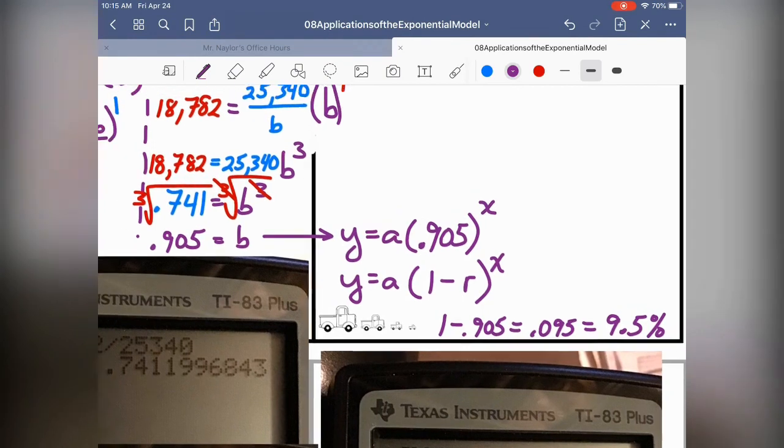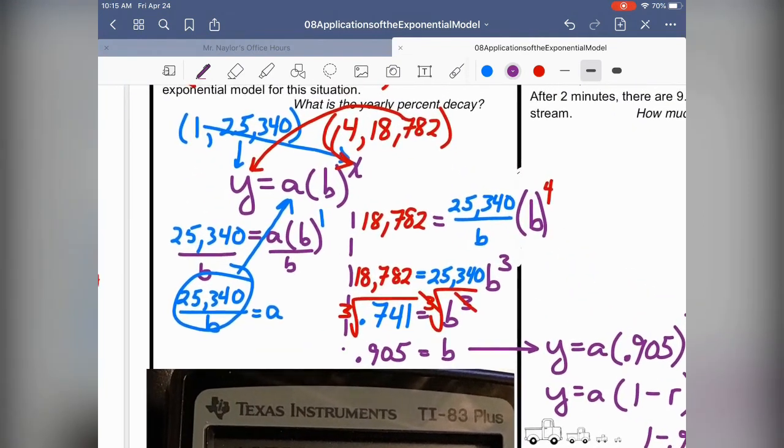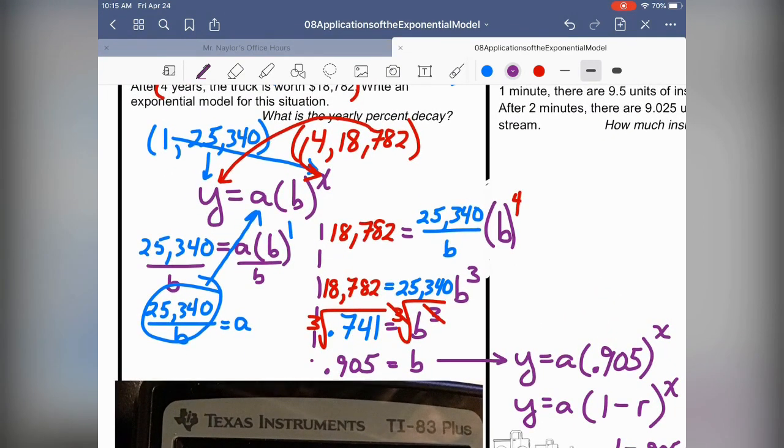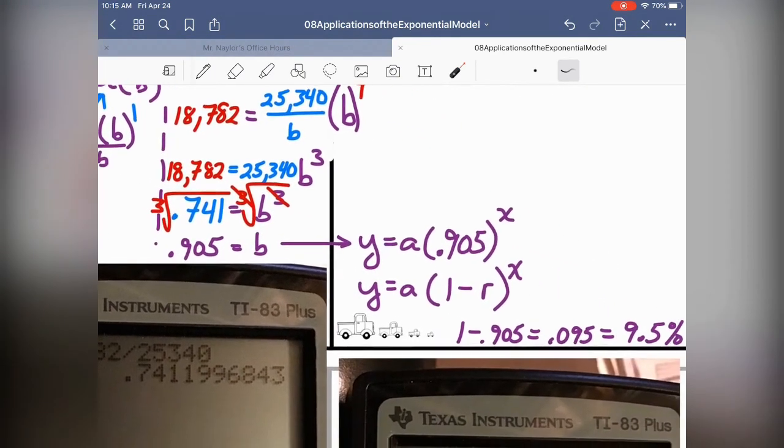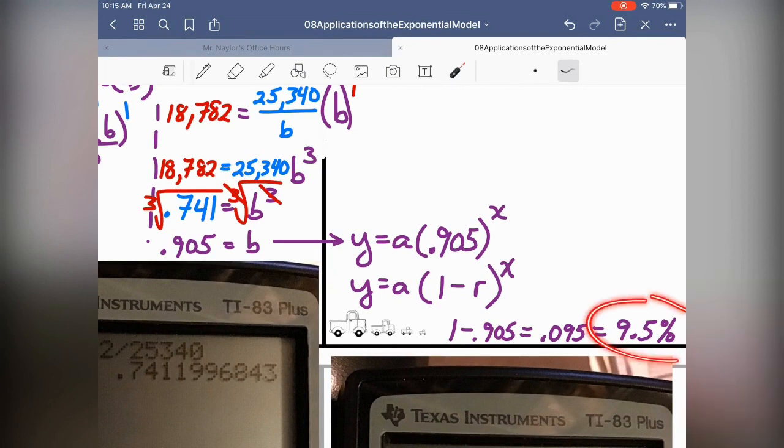And we found that by very carefully plugging in these points so that we could solve for B. So that once we have B, which remember, B was 0.905, once we have that number, we can find R. And R would be the value that we subtract from 1 to get that base.